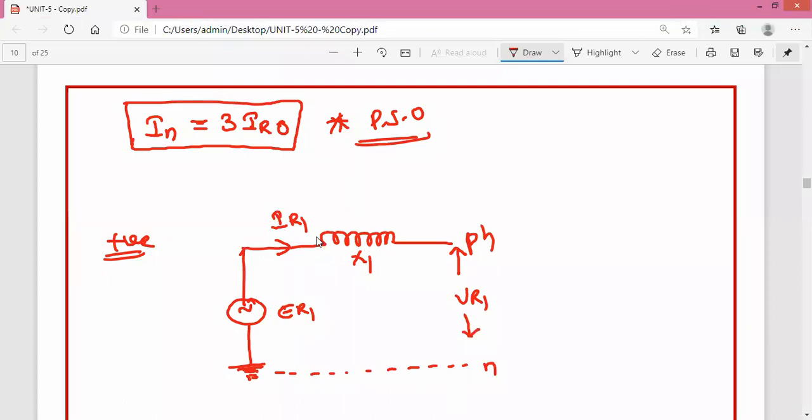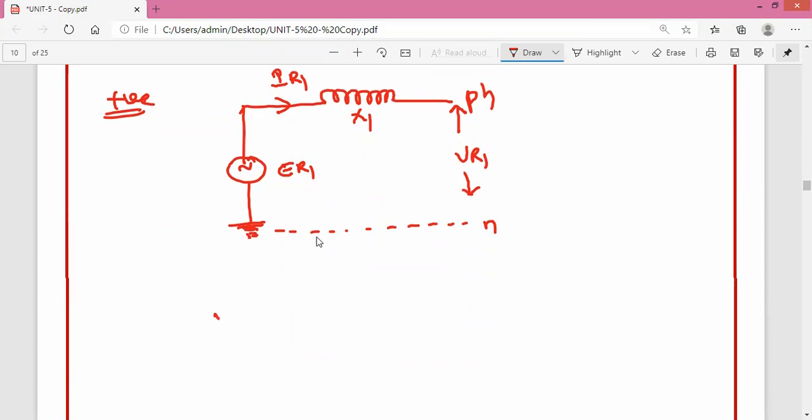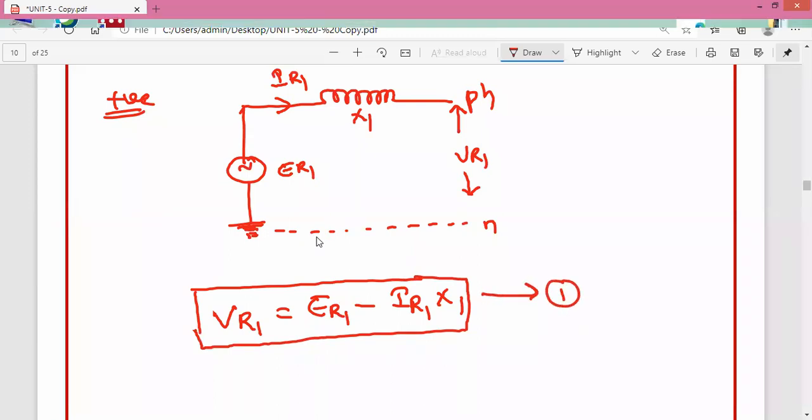So this is a positive symmetrical component network. Earlier we discussed symmetrical components, and this is the symmetrical component network. So what is the equation for VR1, the terminal voltage? As per KVL, VR1 is equal to ER1 minus IR1 into X1. So this is the positive sequence component network, and this is the positive sequence component equation.